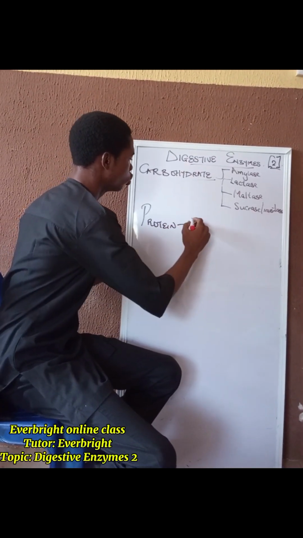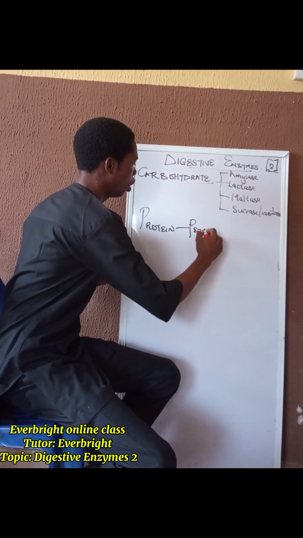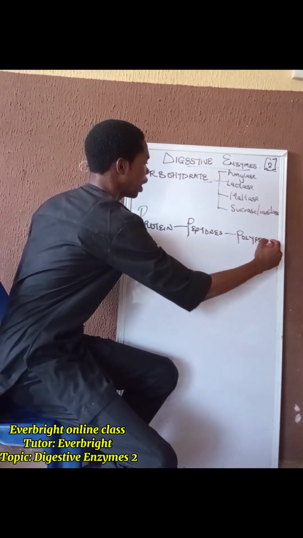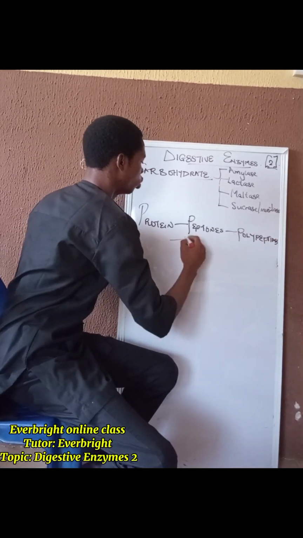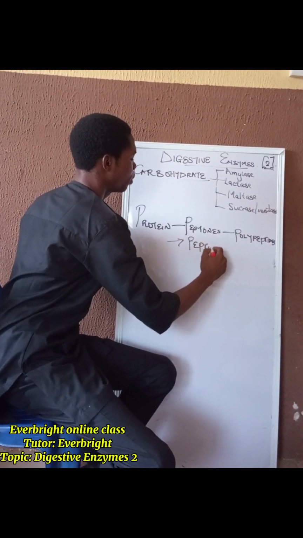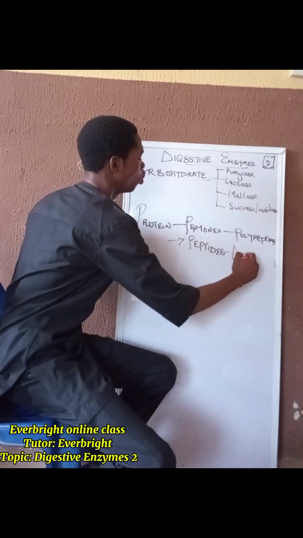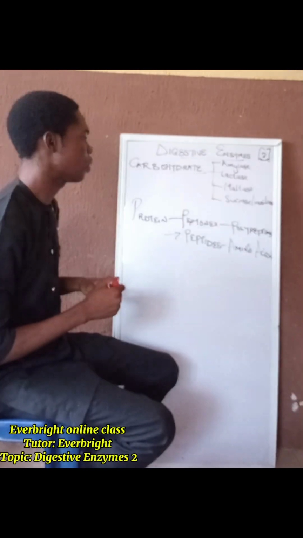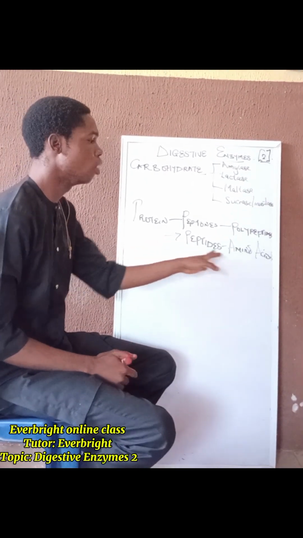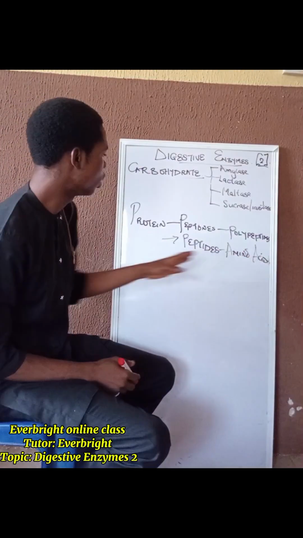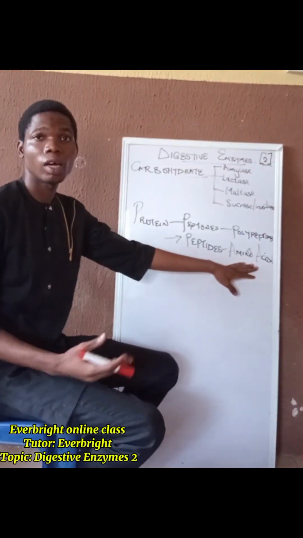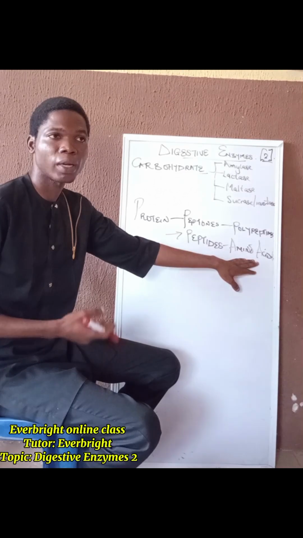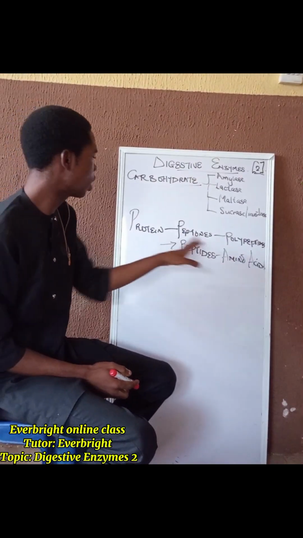Protein breaks down to peptones, from peptones to polypeptide, from polypeptide to peptides, from peptides to amino acid. So we talk about that from protein to peptones, from peptones to polypeptide, from polypeptide to peptide, from peptide to amino acid. Some examples of amino acid that we have are valine, leucine, isoleucine, serine, aspartate, and so forth. Now, what are the enzymes that break down protein to amino acid?